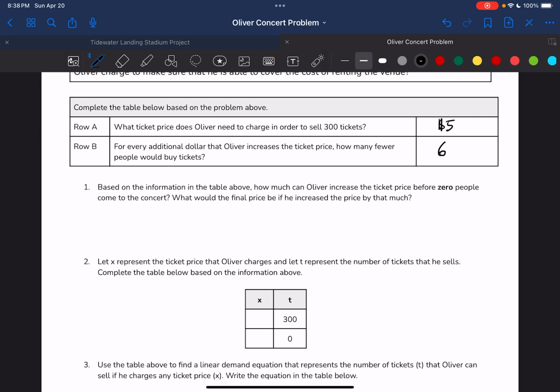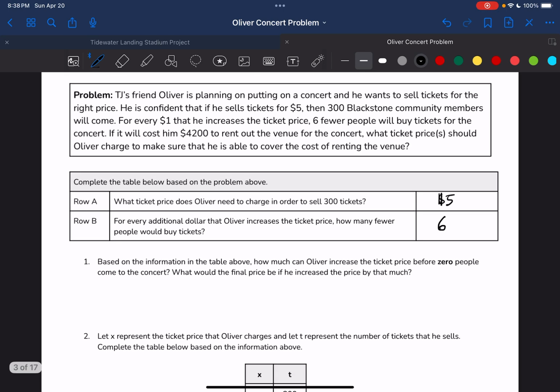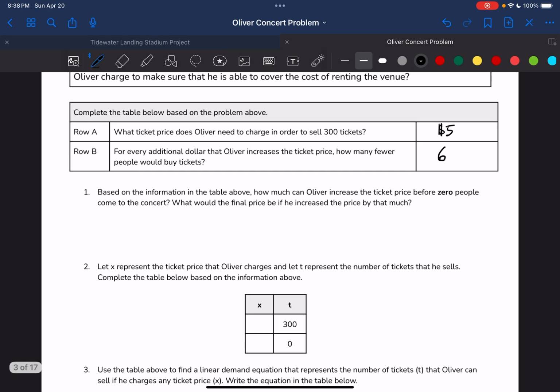And based on the information in the table above, how much can Oliver increase the ticket price before 0 people come to the concert? Well, remember, each time he increases the ticket price by $1, 6 fewer people come. So how many times does he have to increase that price, right? How many dollars does he have to increase it by before all 300 of the people who were originally coming no longer are, and we're left with 0 people coming? How many times does he have to increase the price before everyone who was originally interested in coming no longer is? We'll do that.